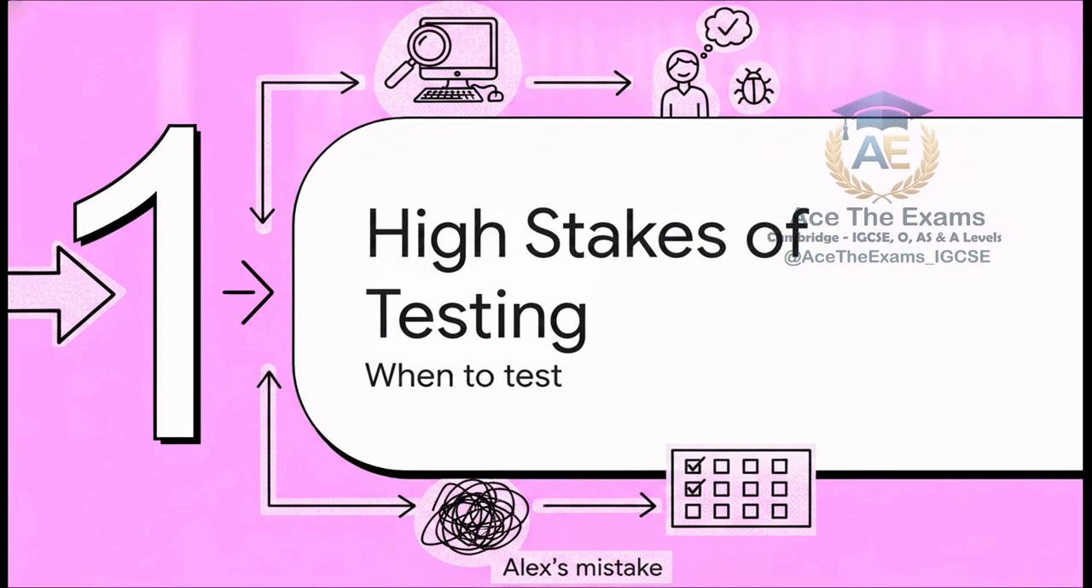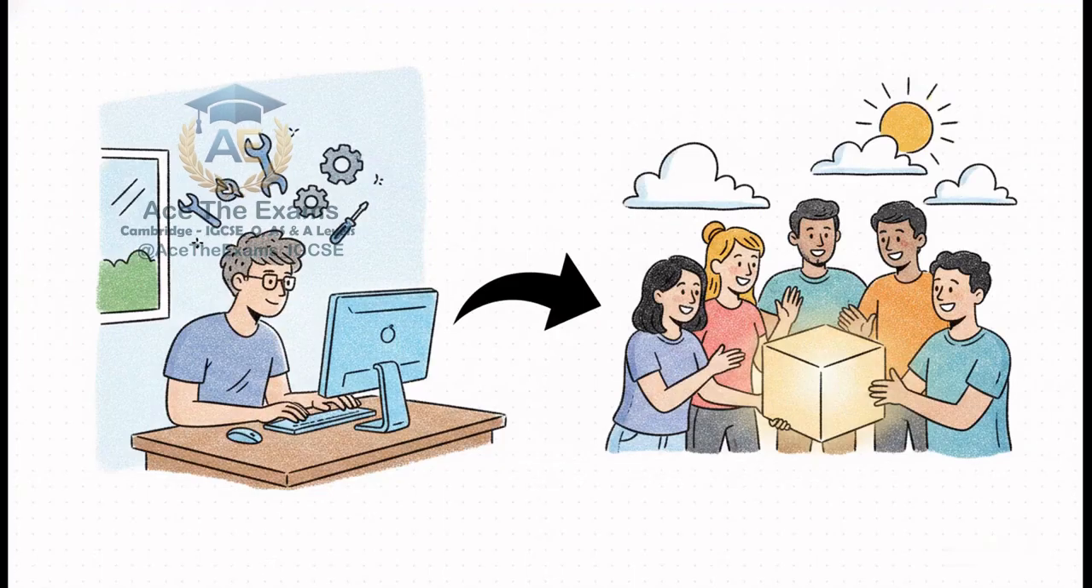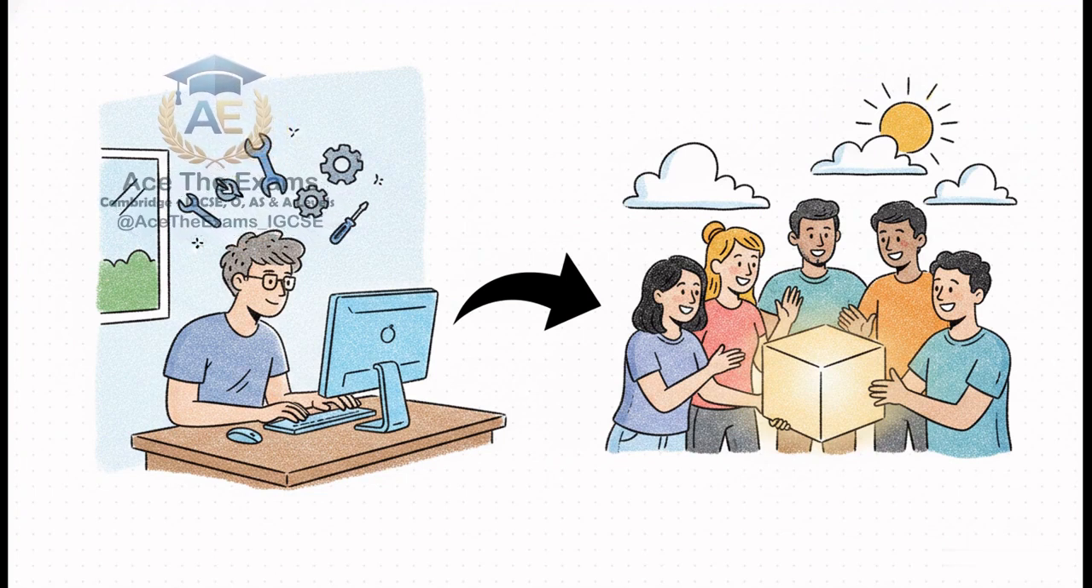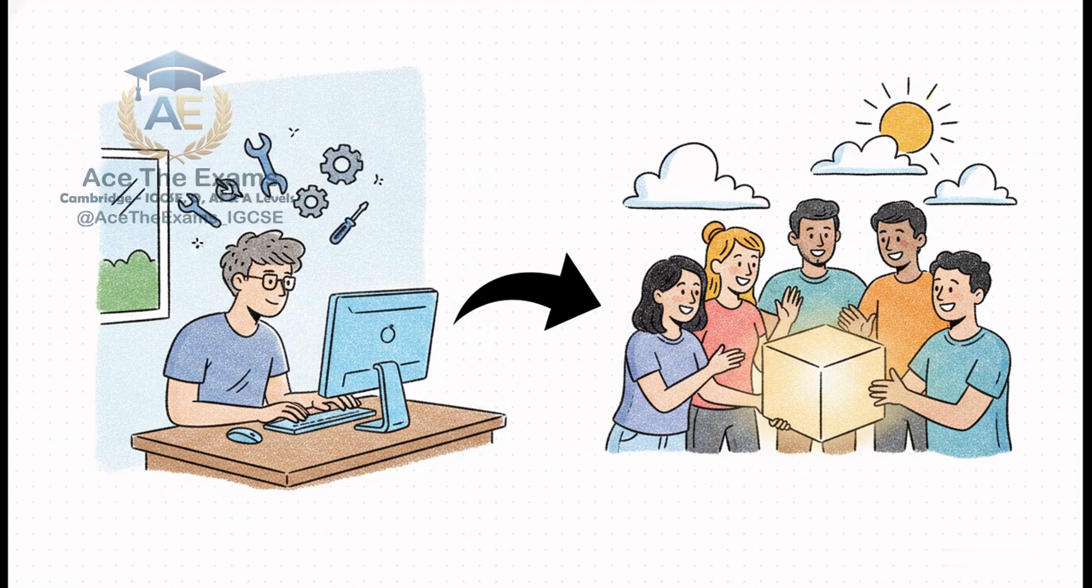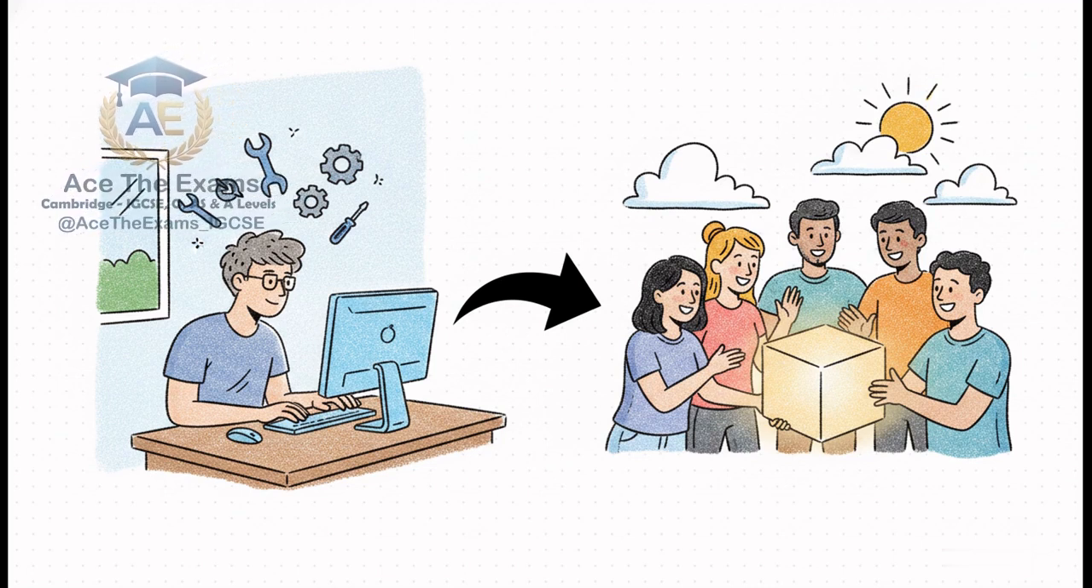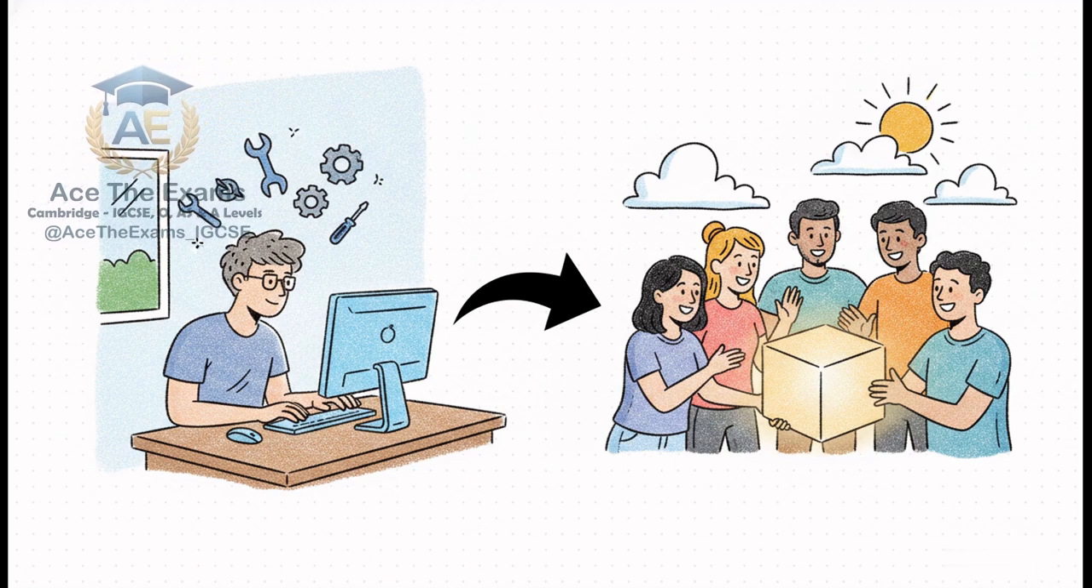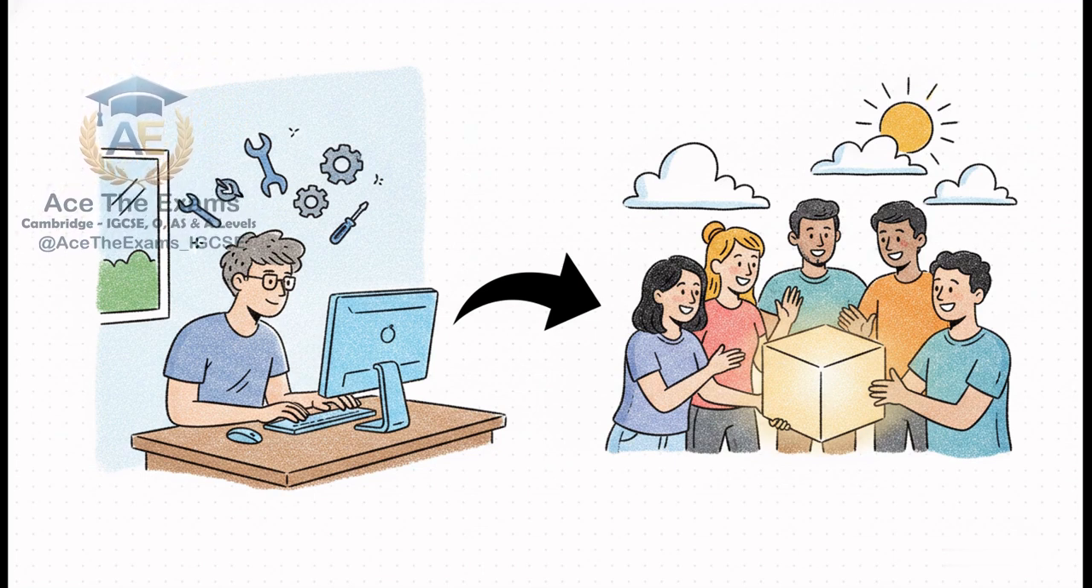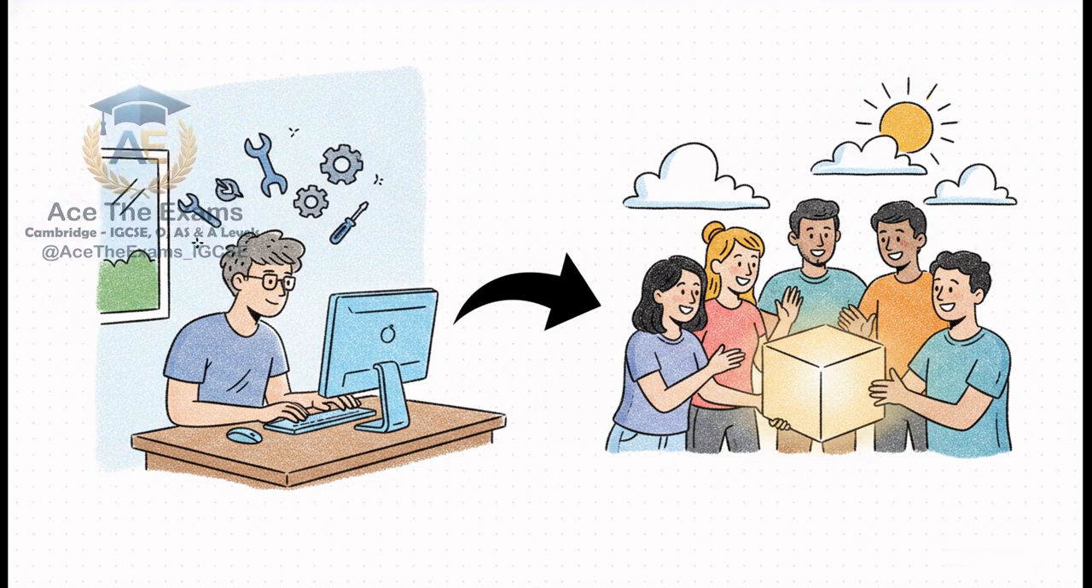Let's actually look at when this critical testing happens in the overall development cycle. Testing is generally split into 2 distinct phases, alpha testing and beta testing. Alpha testing is done in-house by the developers during the actual programming phase. You can think of it like tasting the soup while you're still cooking it in the kitchen. It's meant for catching those foundational bugs in a safe, controlled environment.